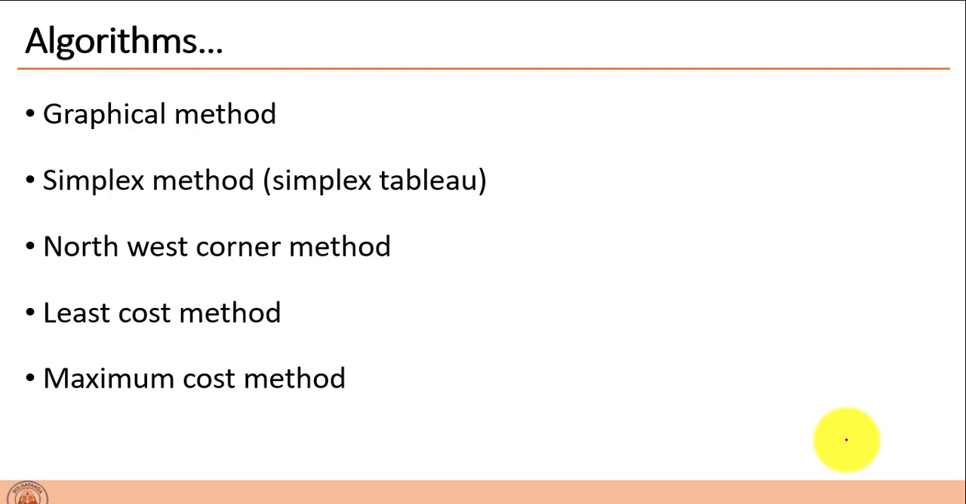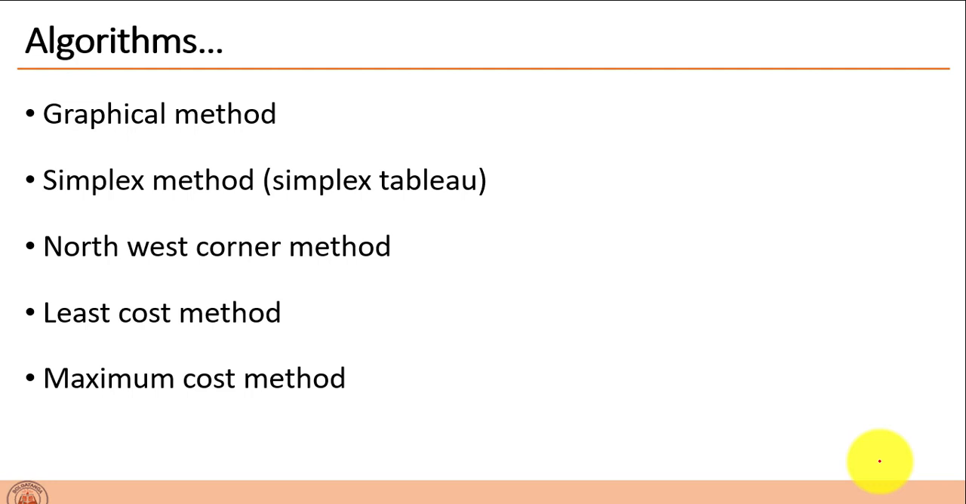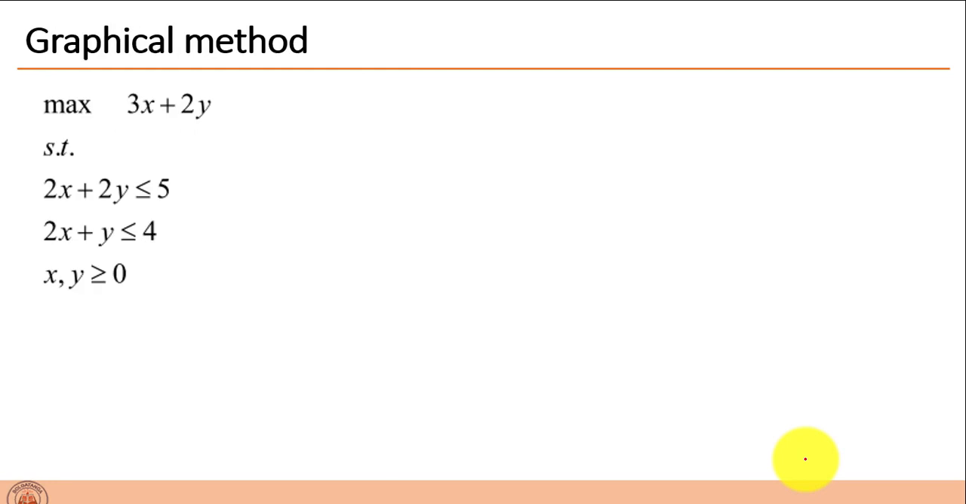Then the simplex method, which is also an algorithm where we go through processes until you get to the final stage where you pick out your combination of solution. Now you have the northwest corner method, the least cost method, and the maximum cost method. These are the algorithms that we are going to look at in the course of this series. Okay, so let's look at the first one. How do we perform a graphical method? Let's consider an example such as this.